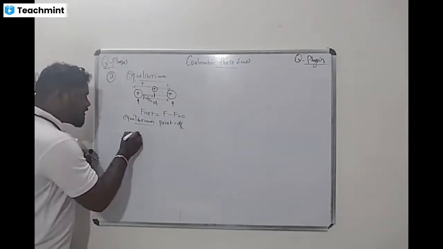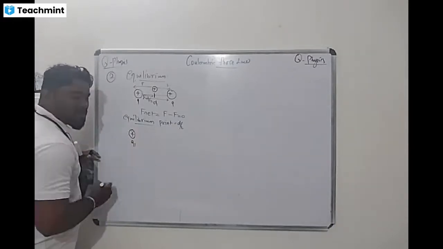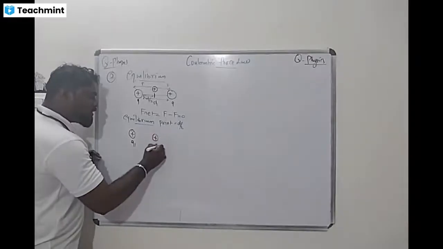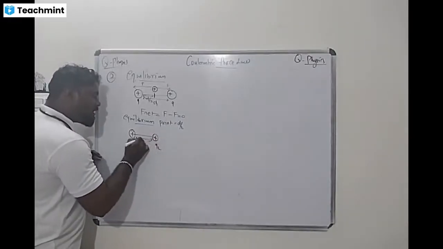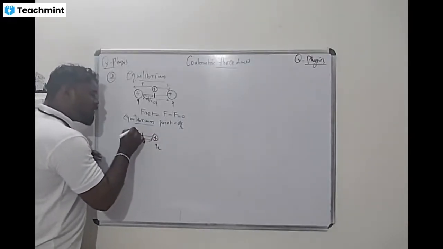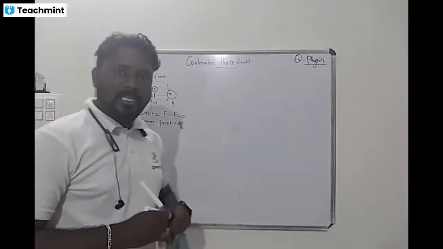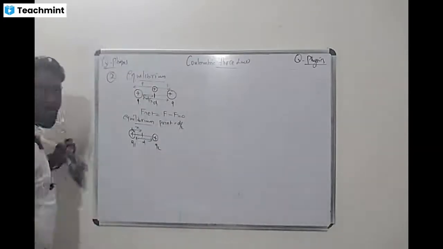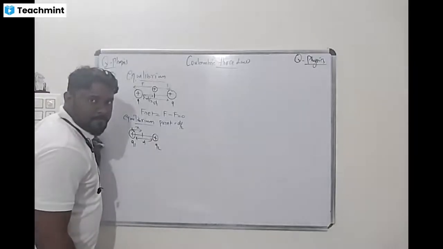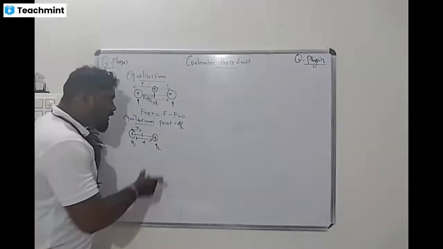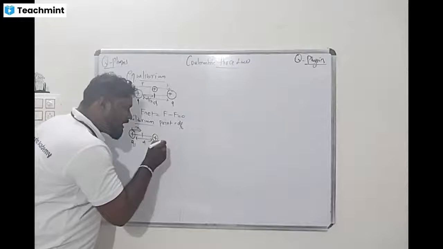Understand this one. This is not an equal charge distribution: this charge is Q1 and this charge is Q2. The separation is d. So now I calculate the equilibrium point as a distance x. How to calculate this is the concept. Do you understand? Yes or no? Is it clear? Yes, sir. So how can we calculate it? I will give the direct formula.